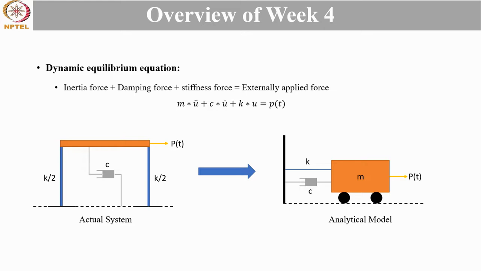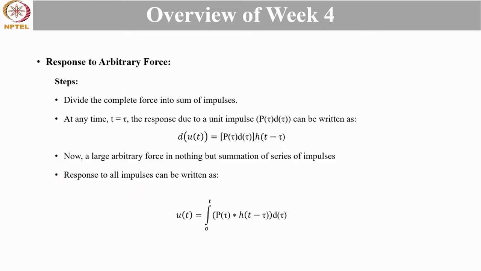So just to brush up, the dynamic equilibrium equation is given by inertia force plus damping force plus stiffness force is equal to externally applied force. Assuming that the frame is rigid and deflection can happen only in the horizontal direction and the mass of the supporting columns is negligible, the actual frame structure can be transformed into an analytical model as shown in the figure. Now, this is something we have been reading since week 1 of this course.